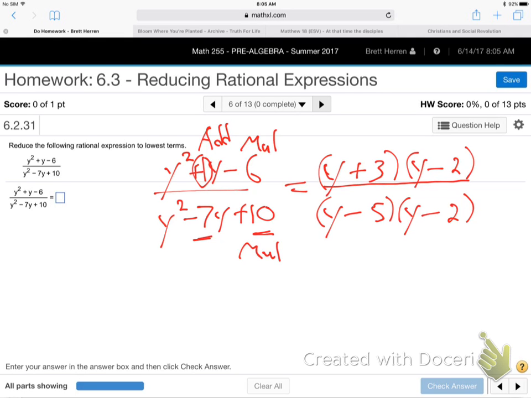Is that good so far? And now, boom, they just cancel. So we have y plus 3 over y minus 5, and you don't even need the parentheses anymore because there's nothing to separate it from anymore. It's just straight like that, good enough. And there we go. Just like that. It's all good there. Questions on that? All right.